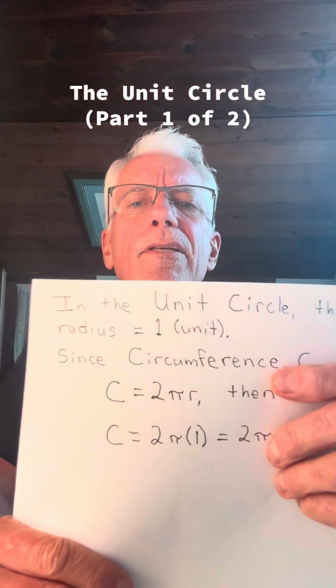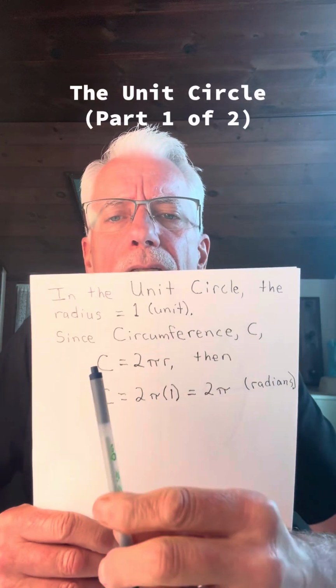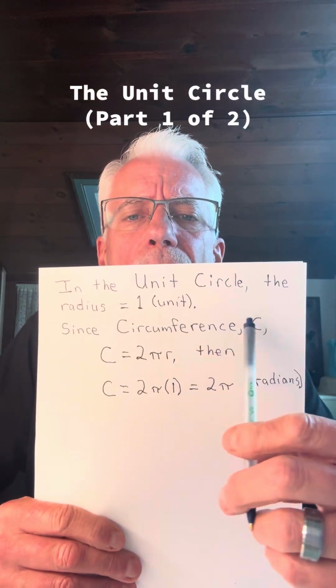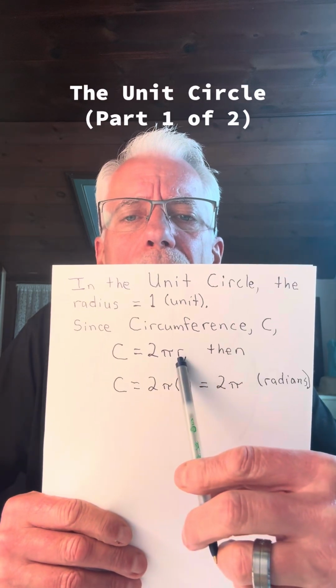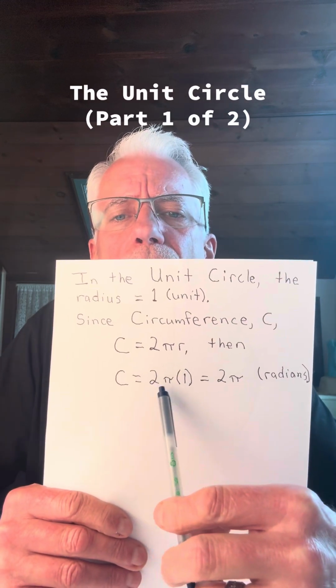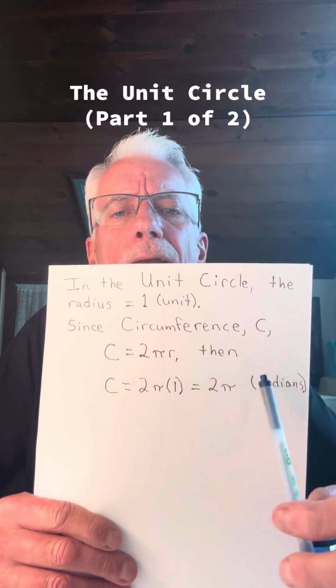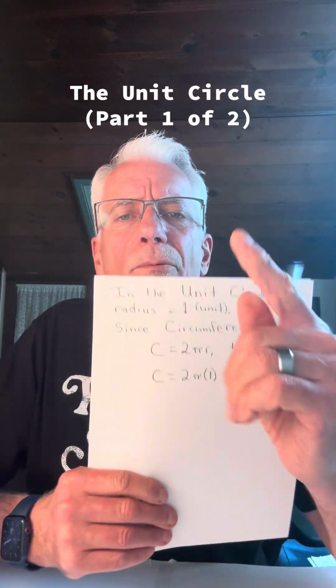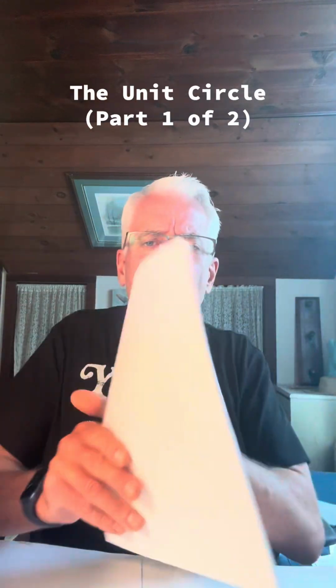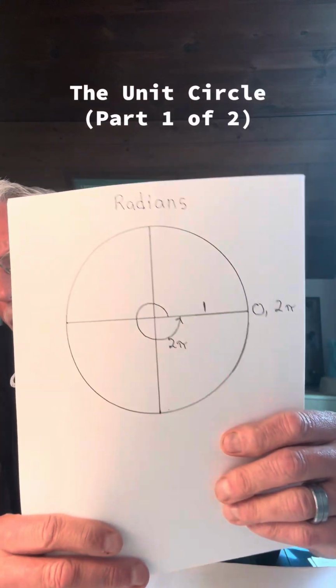All right, so now what we've been talking about is degrees. Now in the unit circle, the radius is 1, or 1 unit. Since the circumference, which we call C, is 2 pi r, if the radius is 1, then 2 pi times 1 is just 2 pi. We call them radians because the radius is 1 unit. That's why it's called the unit circle. So in radians, all the way around the circle is 2 pi.